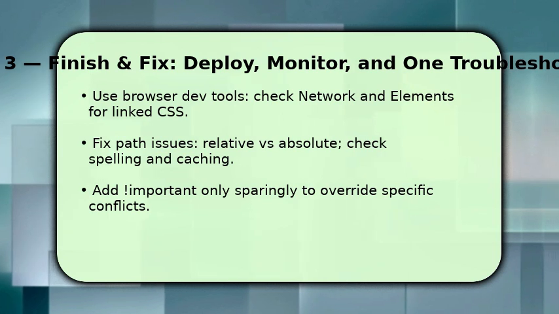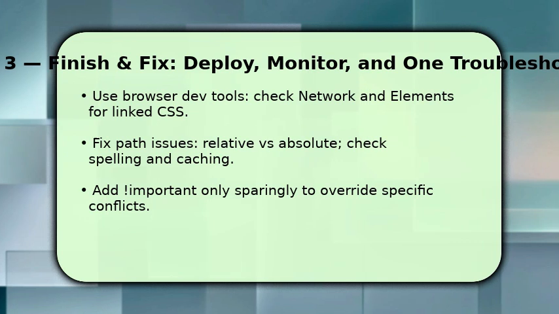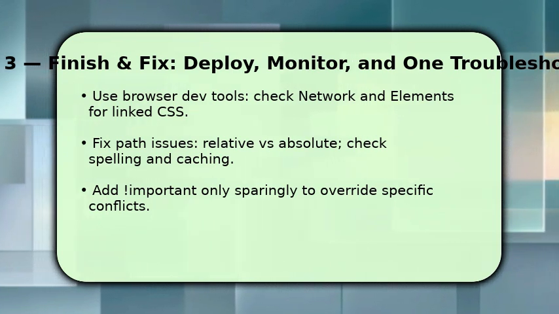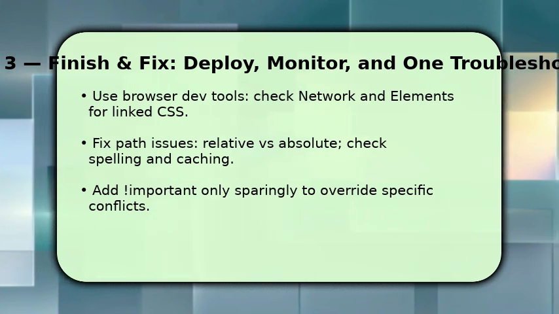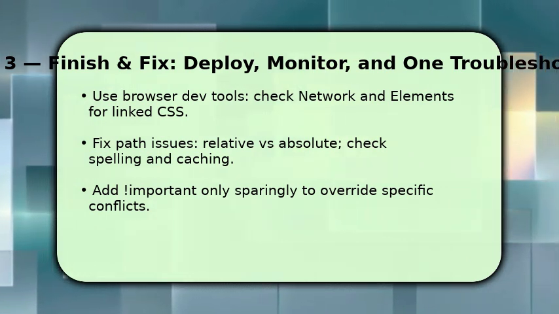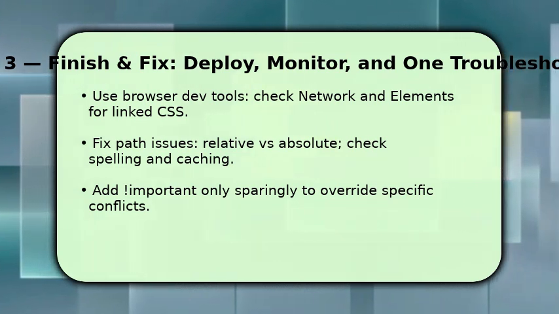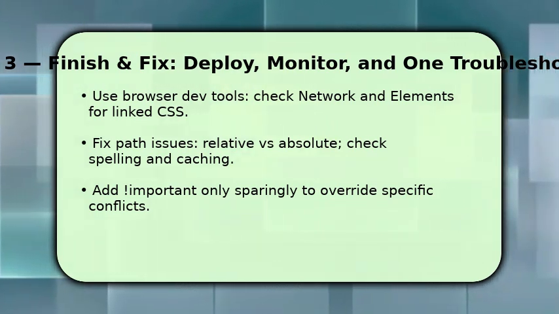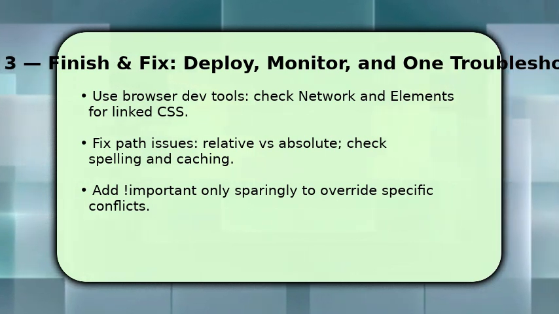If styles don't appear, open DevTools and inspect the Elements and Network tabs to verify the stylesheet loaded and wasn't blocked. Once done, clear cache or force refresh to avoid stale CSS. If rules still conflict, increase selector specificity or use a targeted !important sparingly. This final check ensures the HTML and CSS are joined and behave as expected.